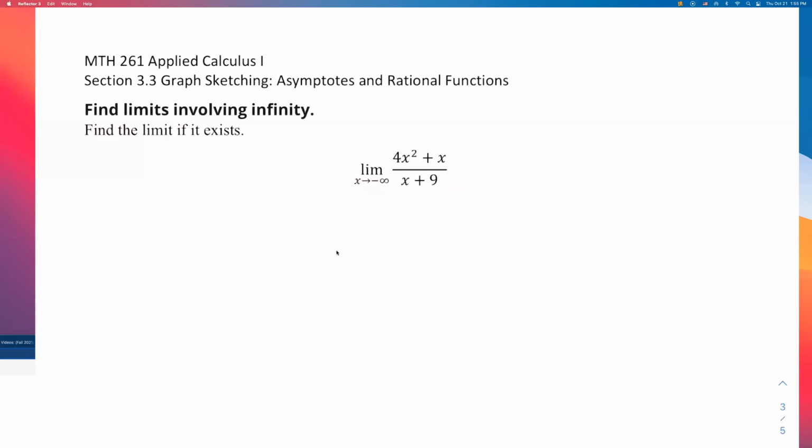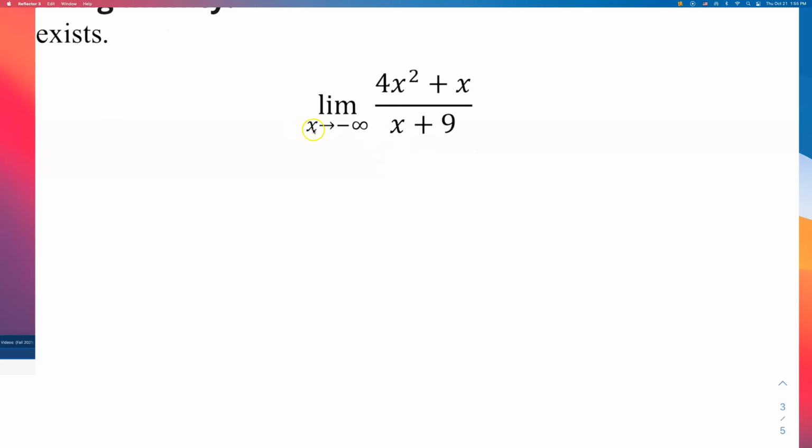Let's look at two examples of finding limits involving infinity. Find the limit if it exists. We're trying to find the limit as x approaches negative infinity of this function. Now, what does that mean? So x gets really, really small. What will this become? Also, graphically, we're looking at this rational function's left end behavior.